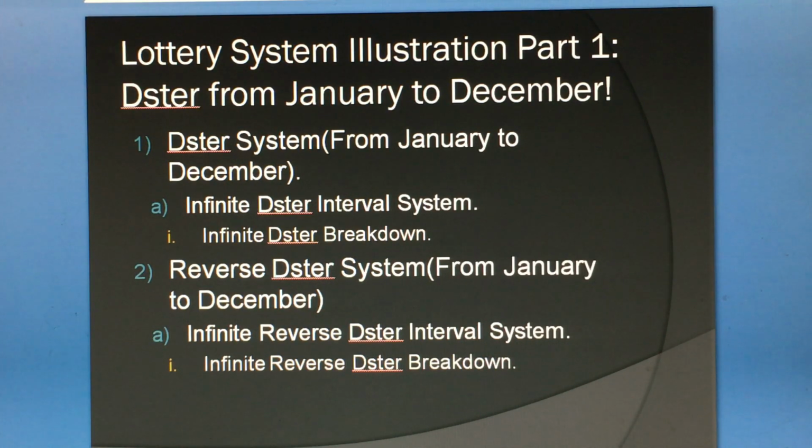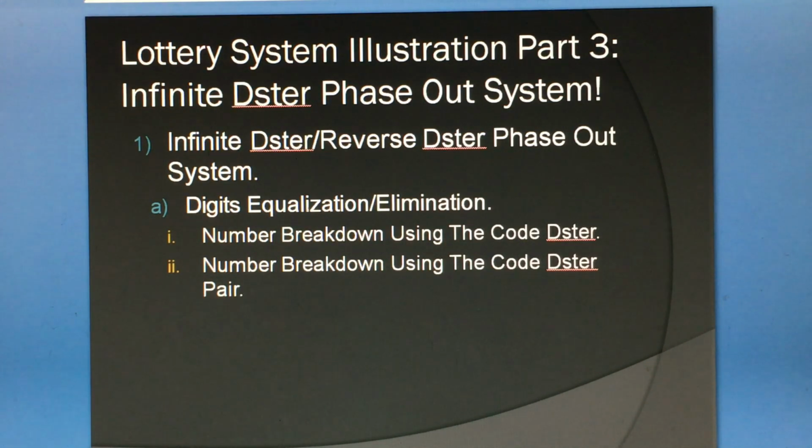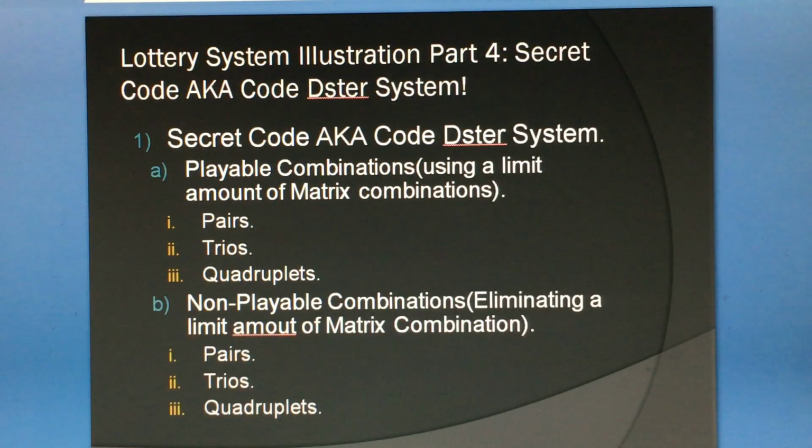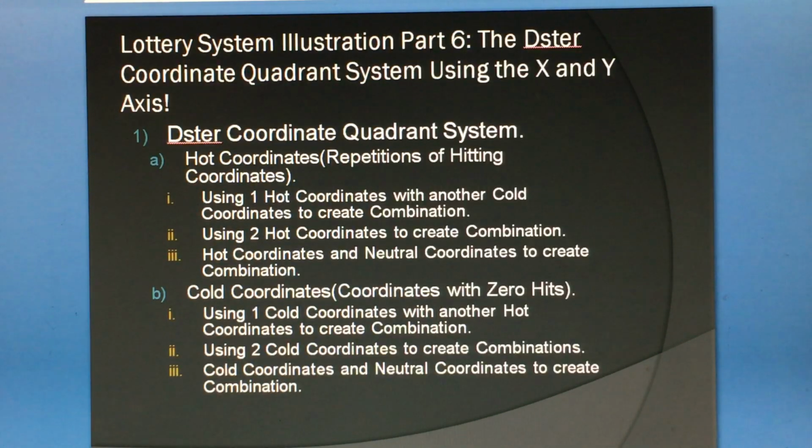even more. Illustration part 1 is the Dster system and the reverse Dster system from January to December. The illustration part 2 is the lottery game matrix, tier 1, 2, 3, 4, short-term and long-term frequency. Illustration part 3 is the infinite Dster, reverse Dster phase-out system using the Dster and Dster pair. The lottery system illustration part 4, secret code, Dster system breakdown using the trios, pairs, and quadruplets. The Dster pair system is also focused on trios and quadruplets, and they focus on quintuplets instead of pairs. The illustration part 6 is a Dster coordinate quadrant system using X and Y axis, using high coordinates, cold coordinates, or neutral coordinates.